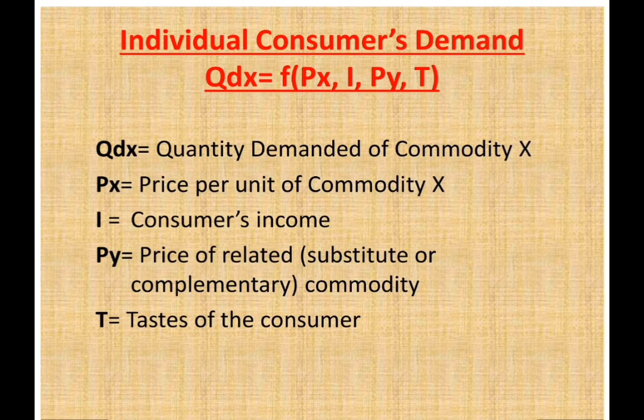Individual consumer's demand. QDx is equal to f of Px, I, Py, T. QDx is quantity demanded of commodity X, Px is price per unit of commodity X, I is equal to consumer's income, Py is equal to price of related commodity, T is equal to the taste of the customer.